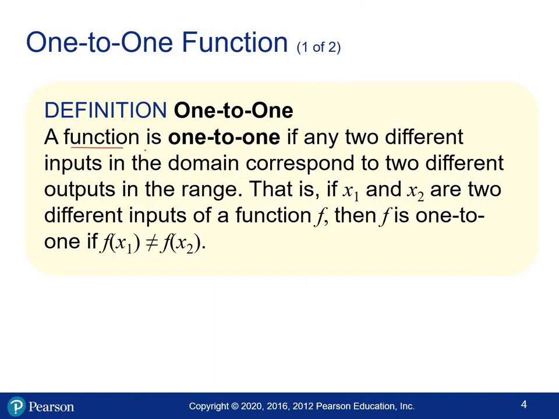A function is considered a one-to-one function if any two different x's in the domain, so the inputs, have to correspond to two different outputs in the range. So if you have two x's and you plug them into your function, they're not going to equal the same y value, because each x produces a new y value. One x gives you one y and a different x gives you a different y value, and so on. And this is what's considered a one-to-one function. Each item in the range, each output, comes from exactly one input in the domain.